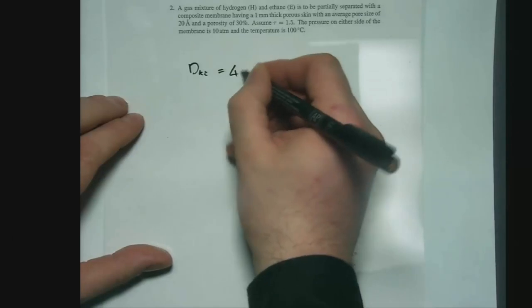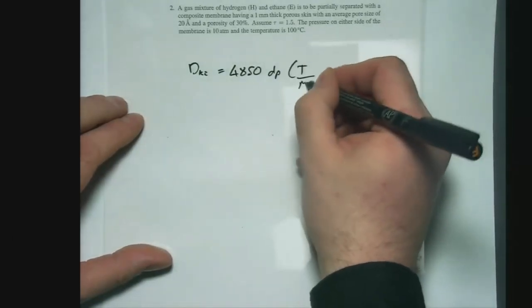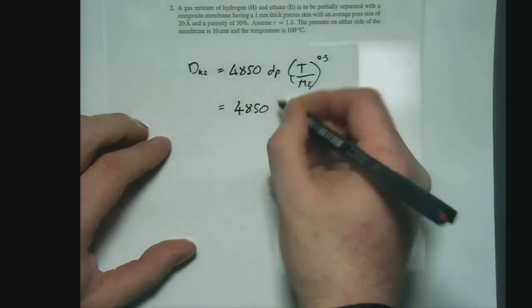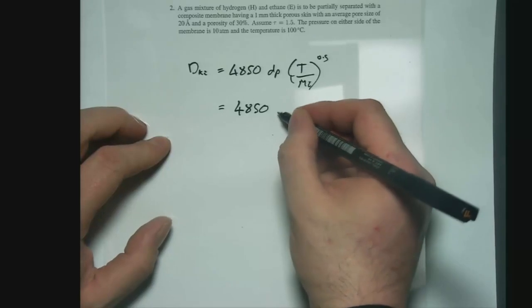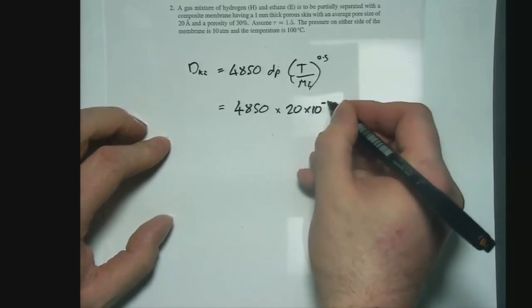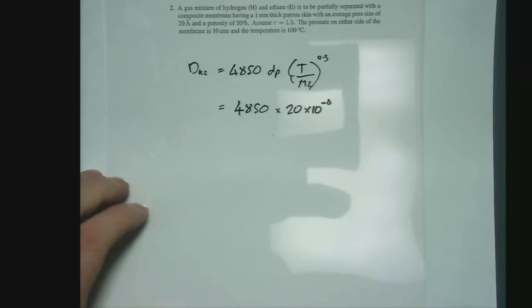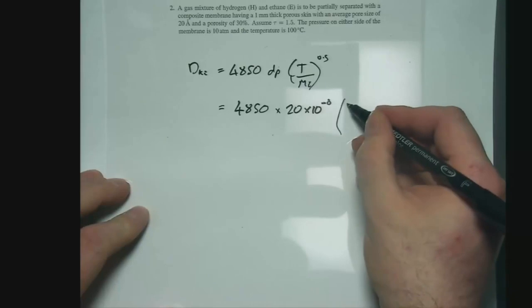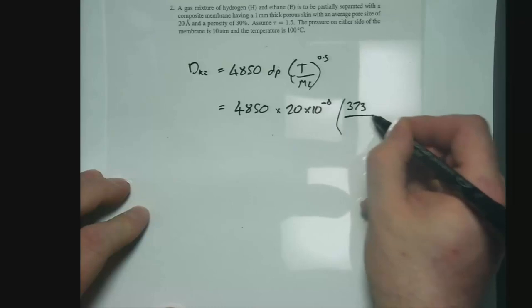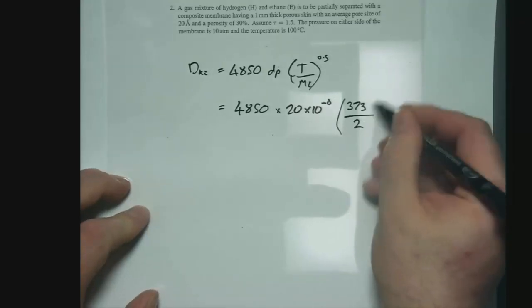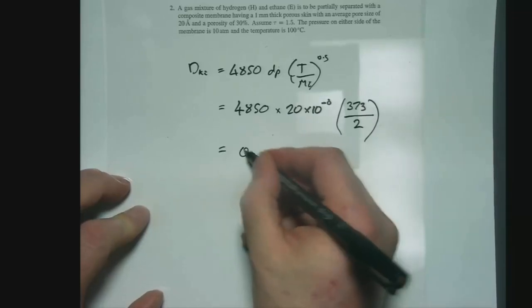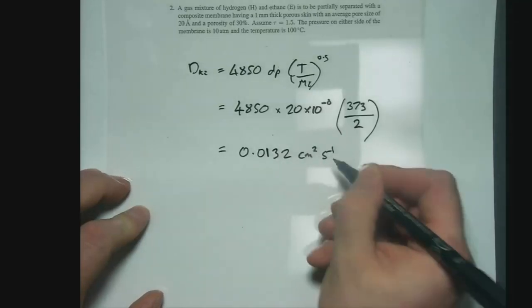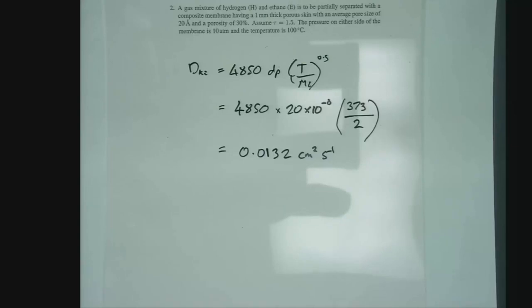So we now know our expression for the Knudsen diffusivity, so we can calculate that for our gases. Okay, so I'm just going to do this for the case of hydrogen. So the diameter of the pore is 20 angstroms. So what we want is that in centimeters. So that's 20 times 10 to the minus 8 centimeters. And then the temperature is 100 degrees, that's 373 Kelvin, divided by the molecular weight of hydrogen, which is 2. And that gives us 0.0132 centimeters squared per second. So that's our Knudsen diffusivity value for our hydrogen passing through that pore of 20 angstroms.